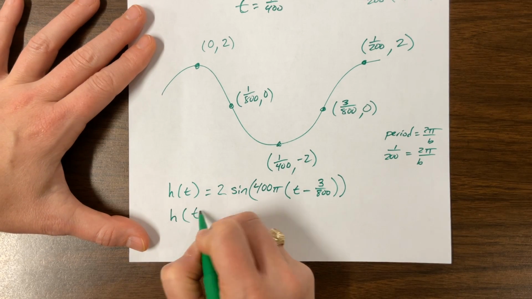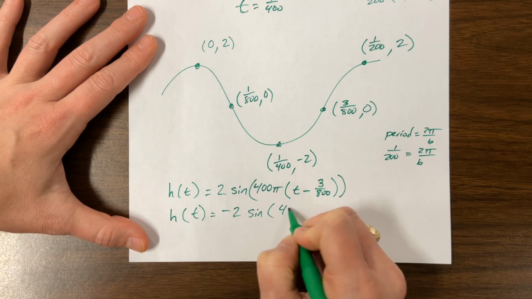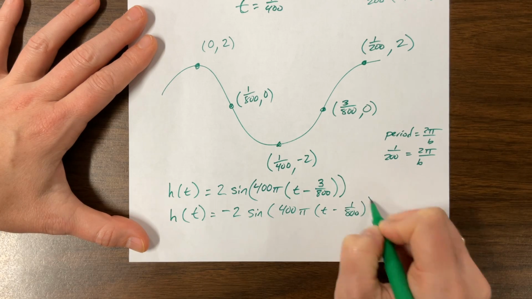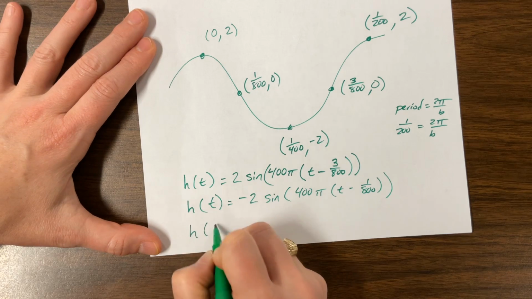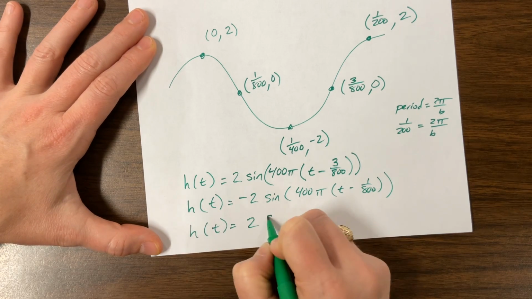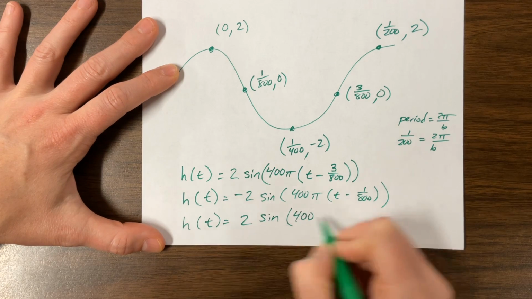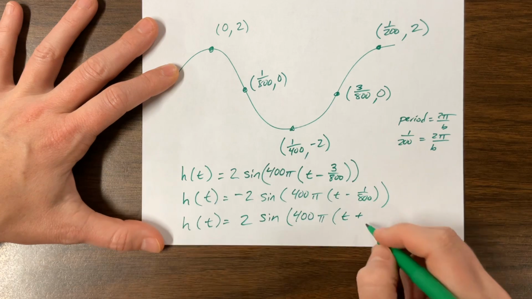Another version, so maybe you wrote this one, negative 2 sine of 400 pi t minus 1/800. Close those parentheses. Maybe you wanted to back it up to here. And it would be positive a, that's what's positive. And then this, to shift it to the left, make that a plus.